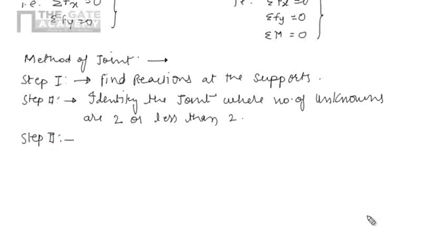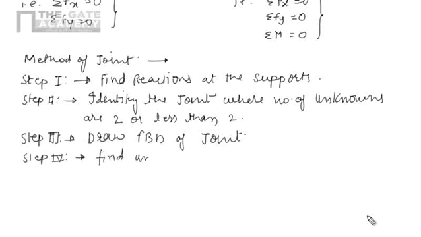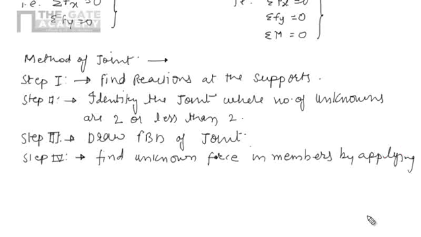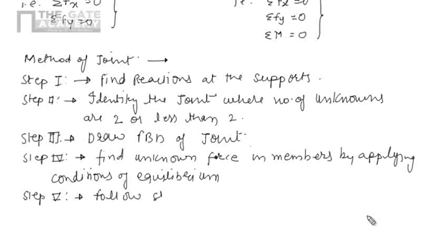Step 3. Draw free body diagram of joint. Step 4. Find unknown forces in members by applying conditions of equilibrium. Step 5. Follow step 2 to step 4 repeatedly. So by this way we can easily find out the values of unknowns.